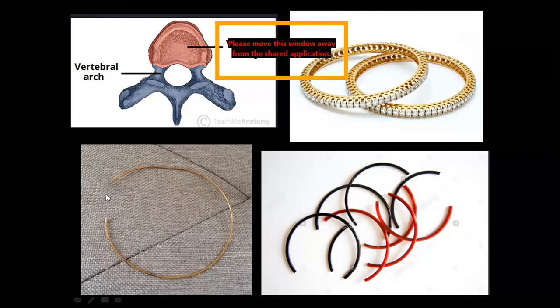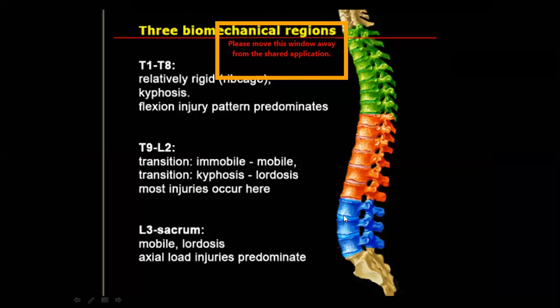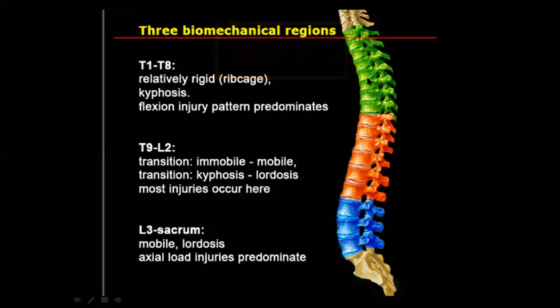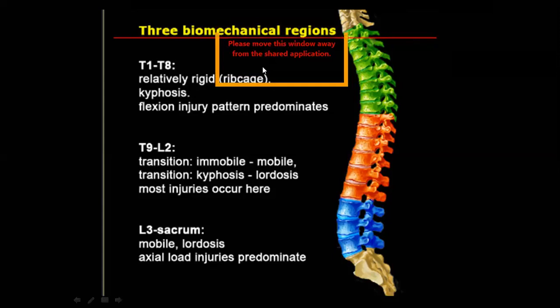Coming to the structure of the thoracolumbar spine. The thoracolumbar spine can be divided into three parts. The first part is the T1 to T8 level, which is attached to the rib cage. There is a little kyphosis. It is a rigid structure, and the movement occurring at the T1 to T8 level is very, very less. The most common injury pattern occurring here is flexion injury, so forward flexion type of injury occurs at the T1 to T8 level.